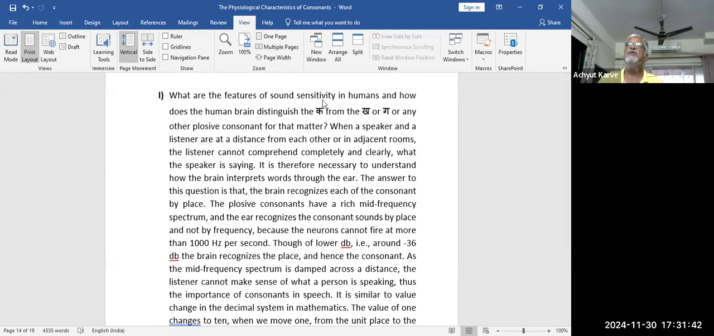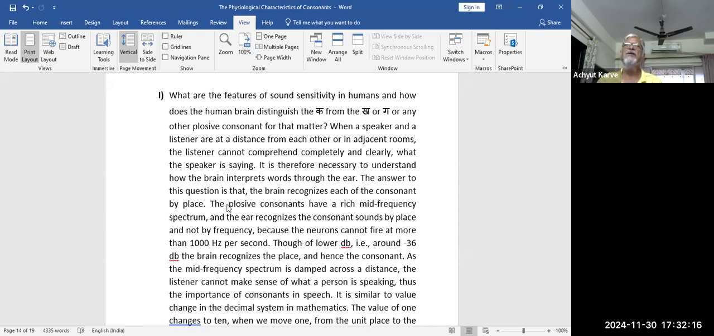What are the features of sound sensitivity in humans? And how does the human brain distinguish the ka from the kha or ga or any other plosive consonant for that matter? When a speaker and a listener are at a distance from each other or in adjacent rooms, the listener cannot comprehend completely and clearly what the speaker is saying. What happens? It is therefore necessary to understand how the brain interprets words through the ear.